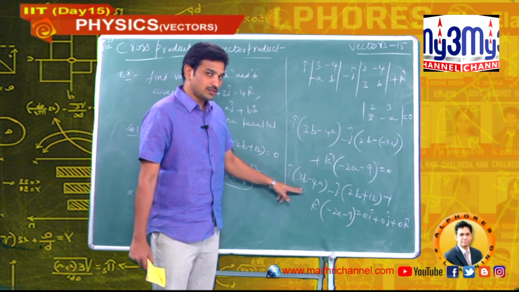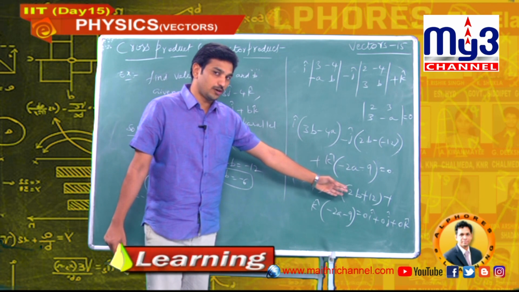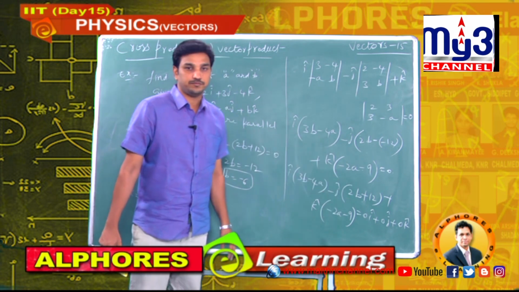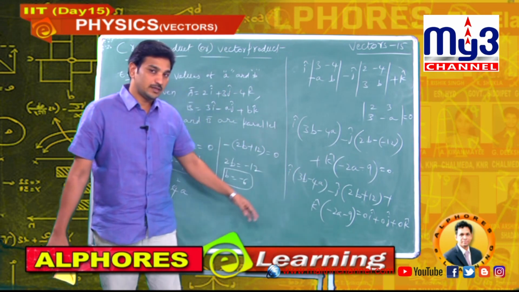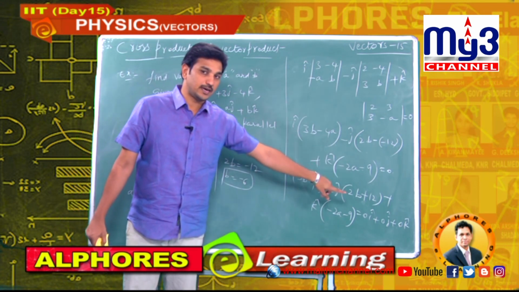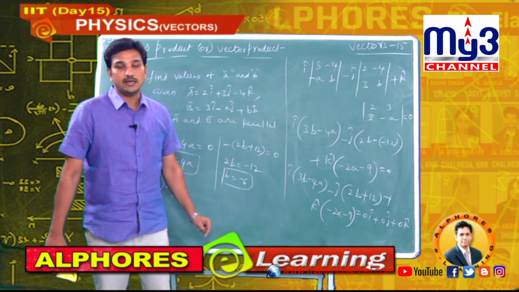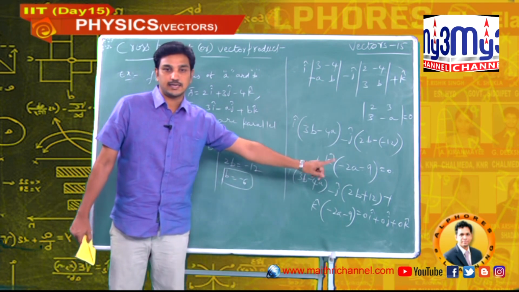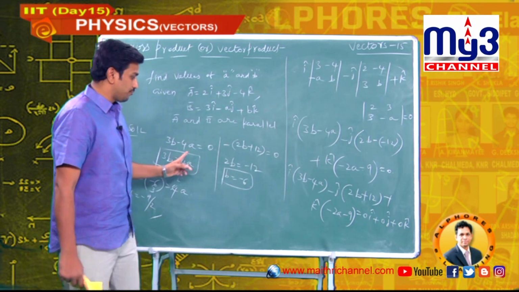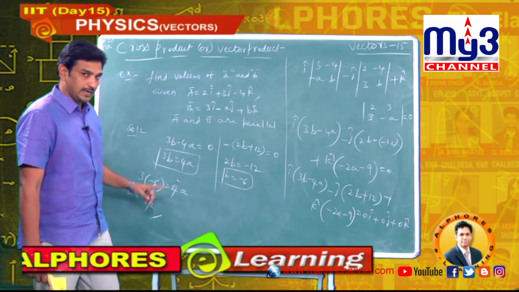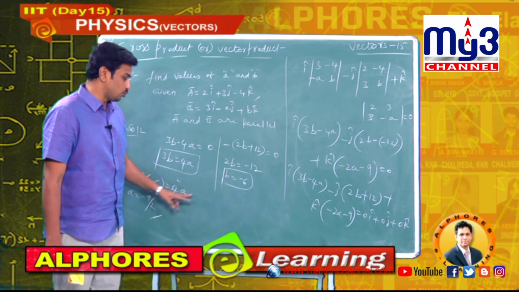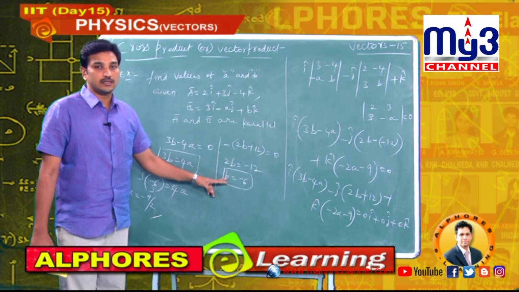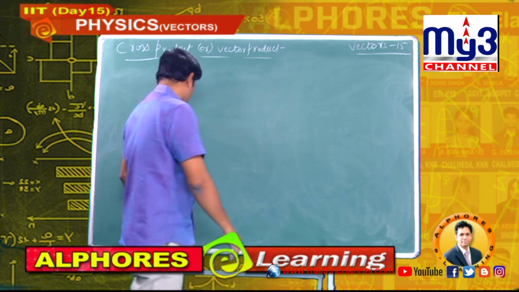For my convenience, 0 is converted as 0 i cap plus 0 j cap plus 0 k cap. Left side i cap coefficient, right side i cap coefficient, equate. Left side j cap coefficient, right side j cap coefficient, equate. Left side k cap coefficient, right side k cap coefficient, equate. After equating the coefficients of i cap, j cap, k cap, the final answers are: a value minus 9 by 2, b value minus 6. In this way we will solve the problems.